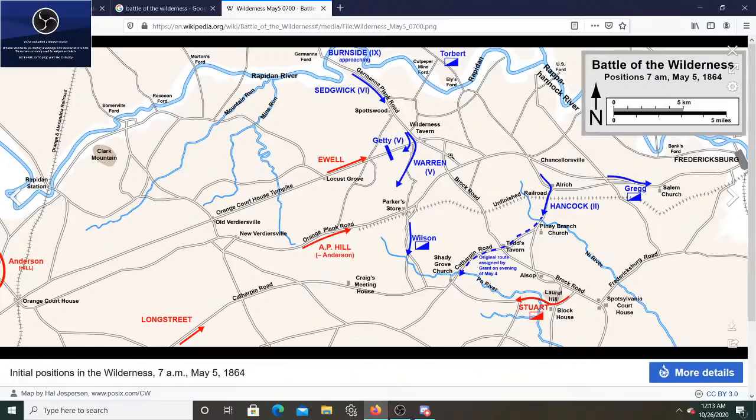Yeah. And by the way, still very wild to this day. When I went to the Wilderness, there were deer everywhere. That area is still very, very wild.